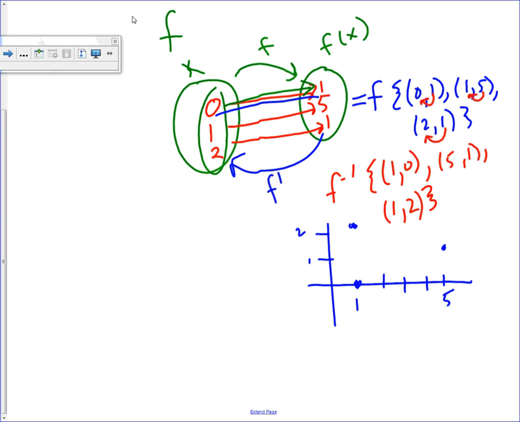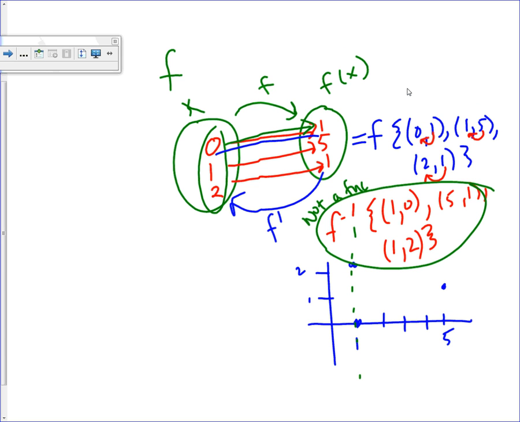Is that a function? It's going to fail the vertical line test. So this is not a function. And that's okay. Sometimes when we take a function and we take its inverse, the inverse is not a function. In that case, the original function that we were dealing with, this is an example of something that is not one-to-one.